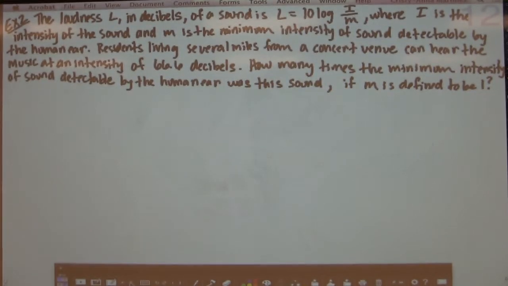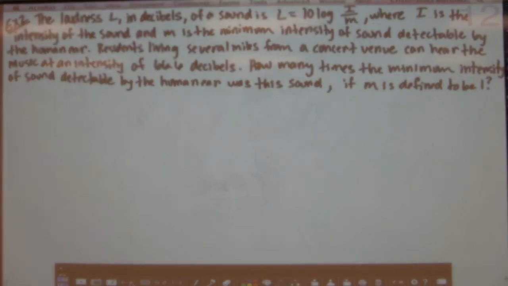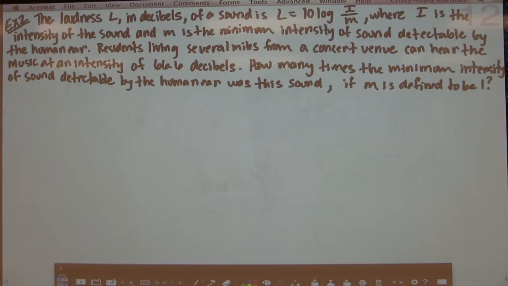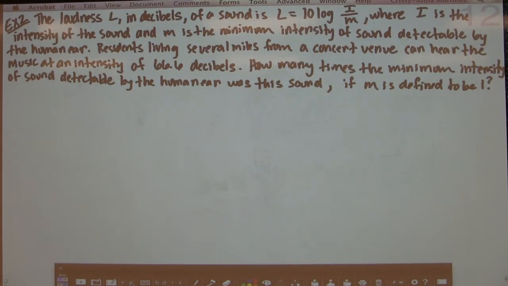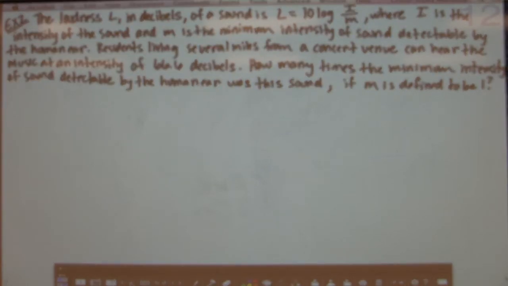It says the loudness L in decibels of a sound is L equals 10 log I over M, where I is the intensity of the sound and M is the minimum intensity of sound detectable by the human ear. Residents living several miles from a concert venue can hear the music at an intensity of 66.6 decibels. How many times the minimum intensity of sound detectable by the human ear was this sound, if M is defined to be 1?